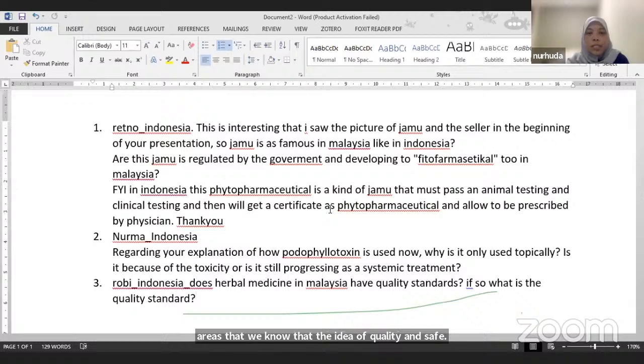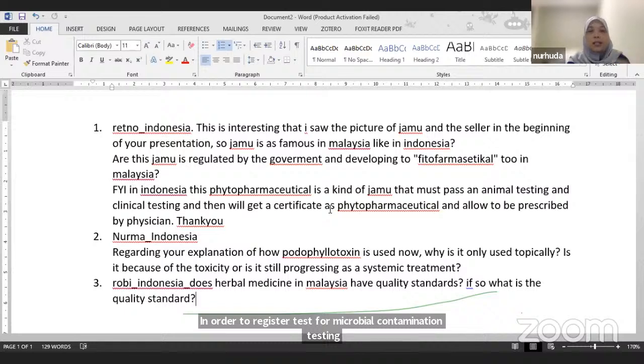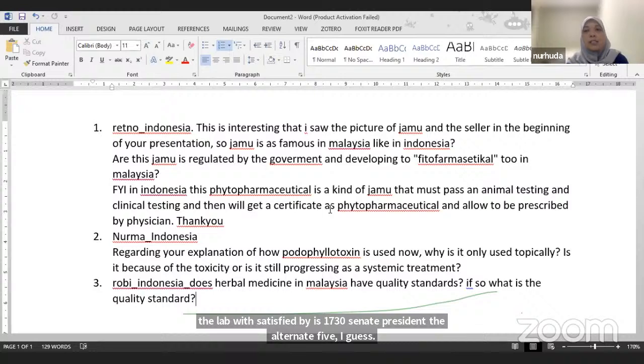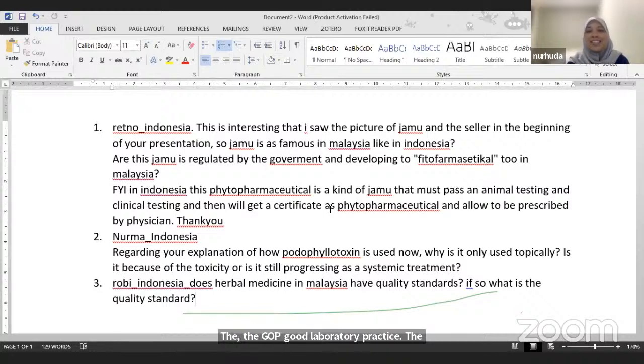But if we are talking about the standard of manufacturing, yes, it has to be manufactured by a GMP lab. And then for the chemical tests, because there are some tests they need to produce in order to register, such as tests for microbial contamination, all these tests must be in a lab certified by ISO 17025, I guess, with GLP, good laboratory practice. We have that.